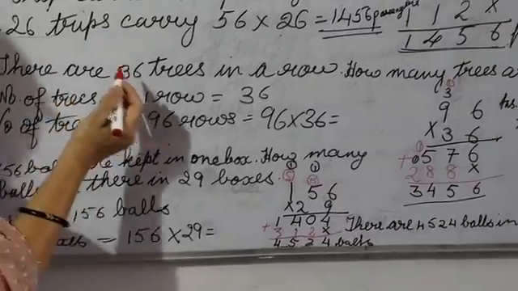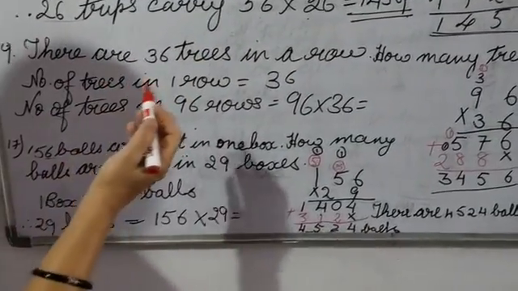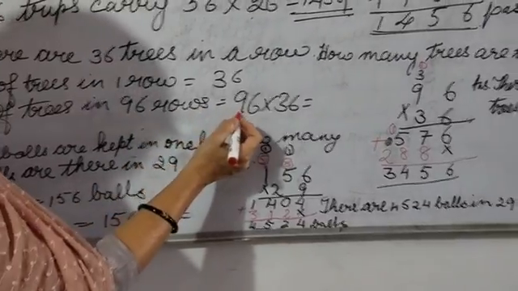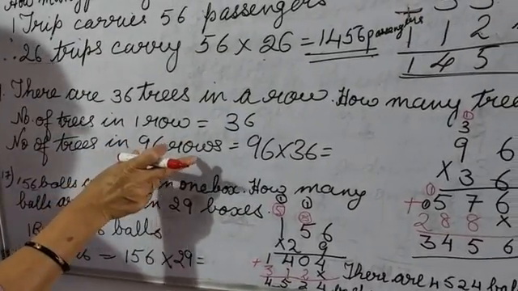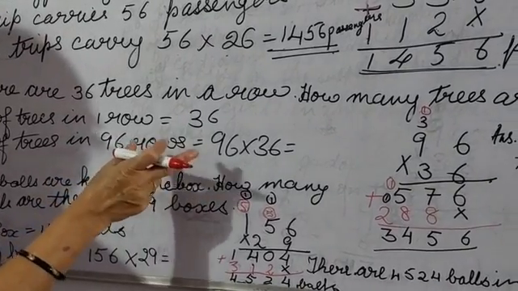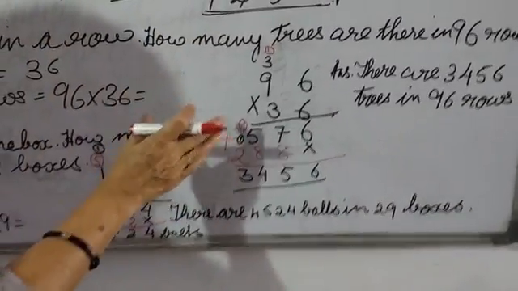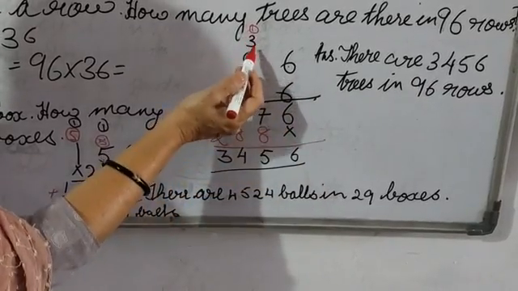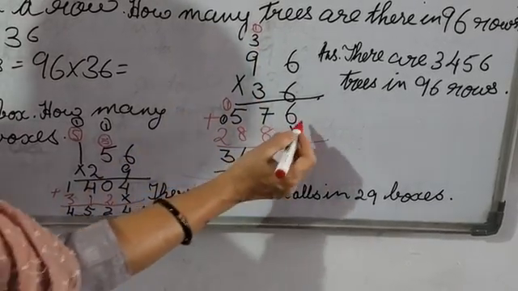Number 9. There are 36 trees in a row. How many trees are there in 96 rows? So number of trees in one row is 36. Therefore, number of trees in 96 rows will be 96 multiplied by 36. And we do the sum here. We know about one row 36 and we have to know about 96 rows how many trees will be there. So very easy it is. Multiplication problems are very easy. Now I'll multiply and show you. 6 6s are 36, 6 carry 3. 6 9s are 54 plus 3 is 57, I have written here.